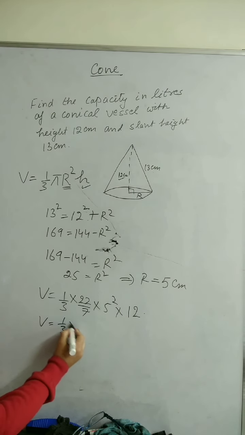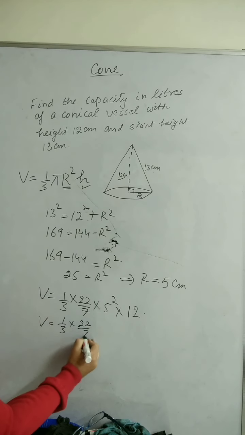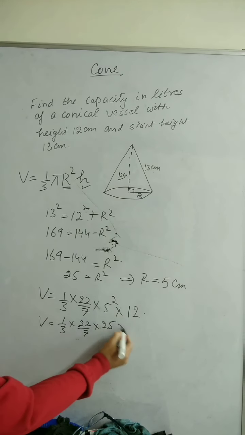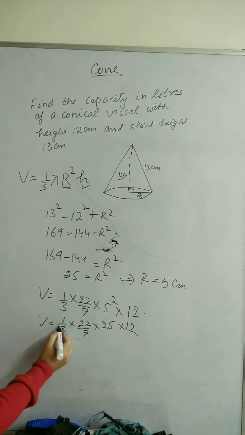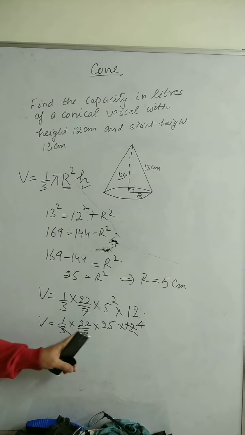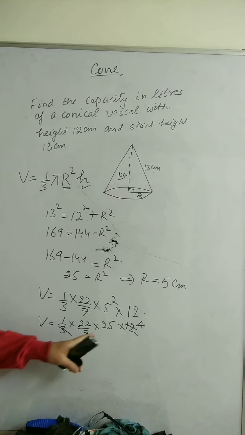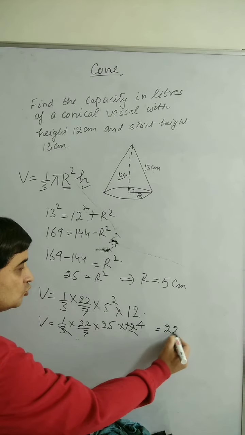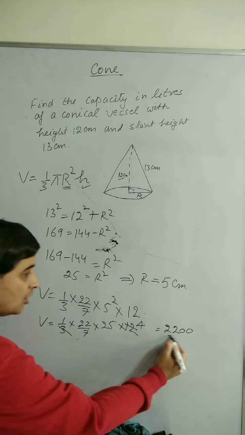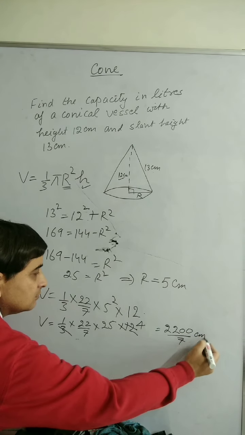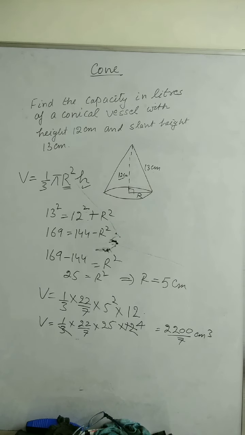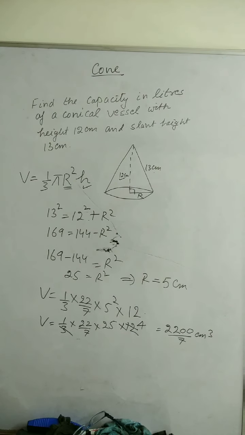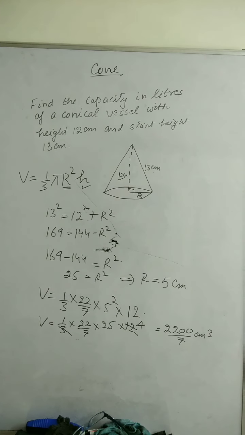Now solve it. It is 1 upon 3 into 22 upon 7 into 25 into 12. Now with 3 you can cancel it: 3 fours are 12. Now multiply 25 into 22 into 4. 25 into 22 is 550, 550 into 4 is 2200, upon 7 centimeter cube. Got it? So this is the volume of it.